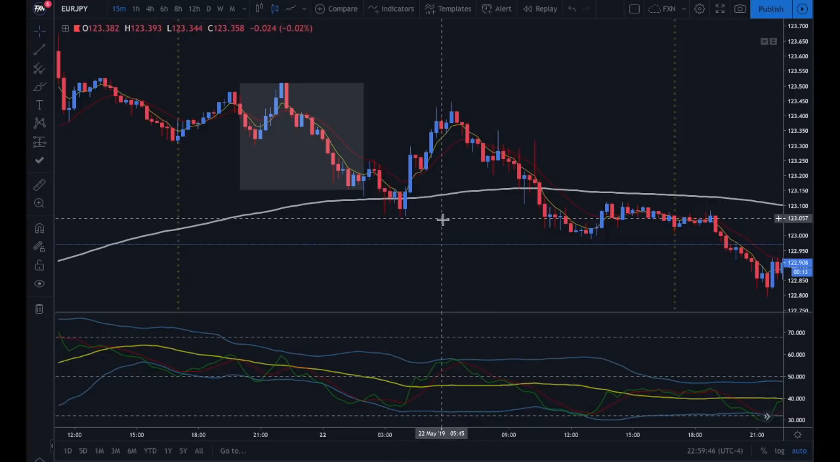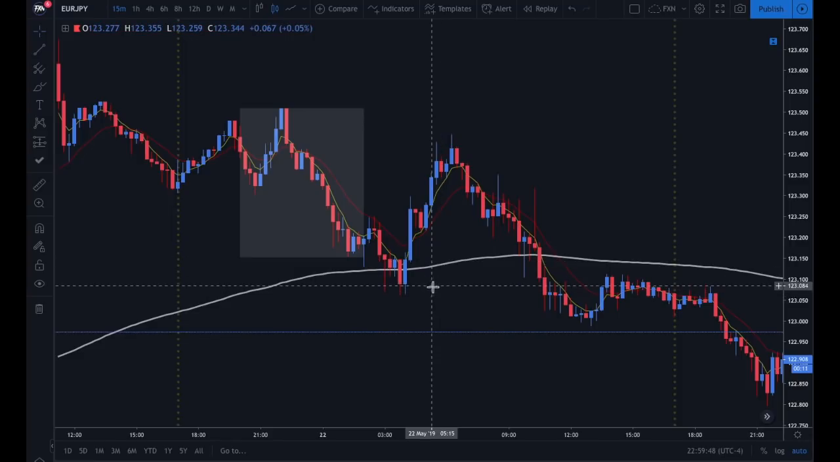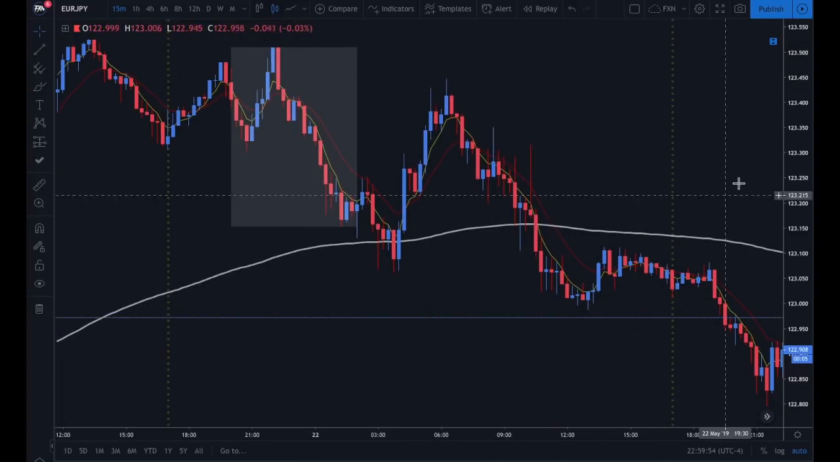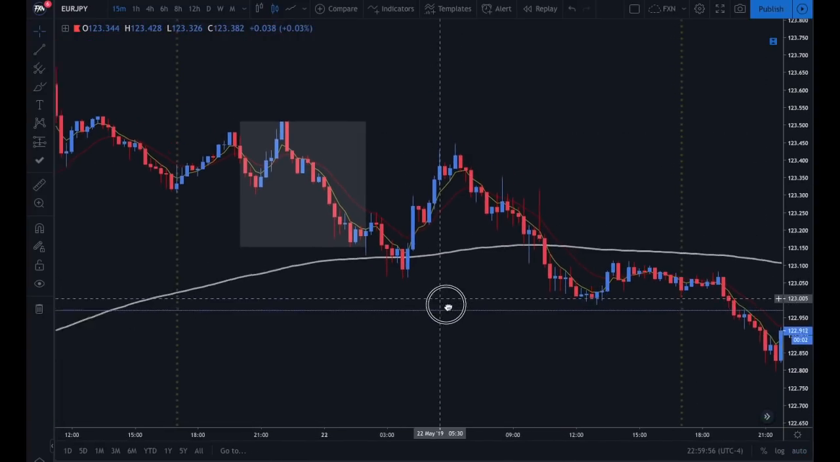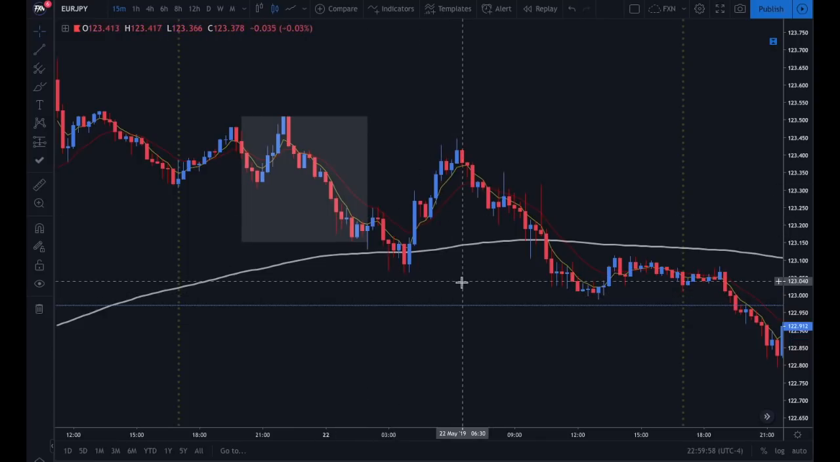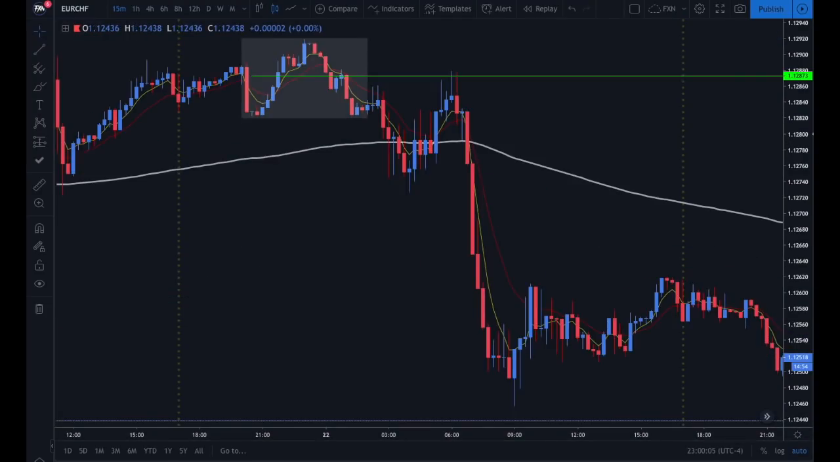So you're getting these confirmations here, guys, that you can use to your advantage. So just make sure you use them. There's no reason at all that you shouldn't be able to take advantage of these trade setups. All right, let's take a look at another one here, which is Euro Swiss.